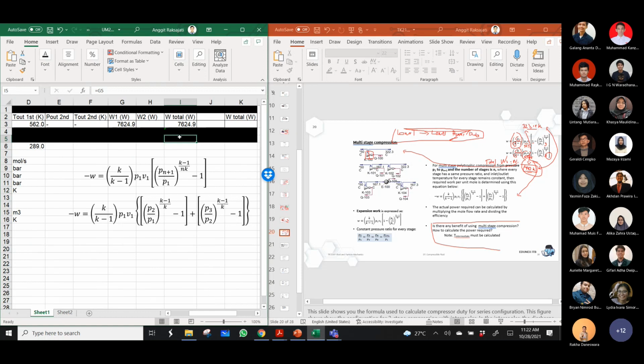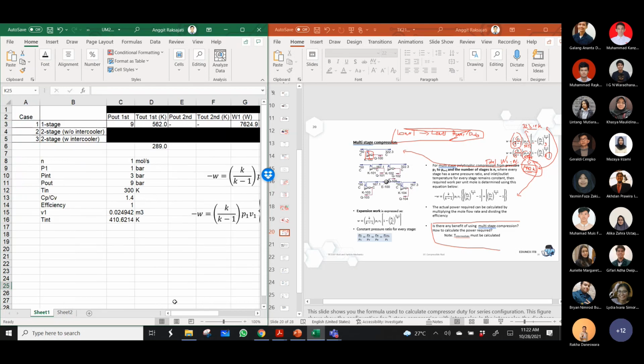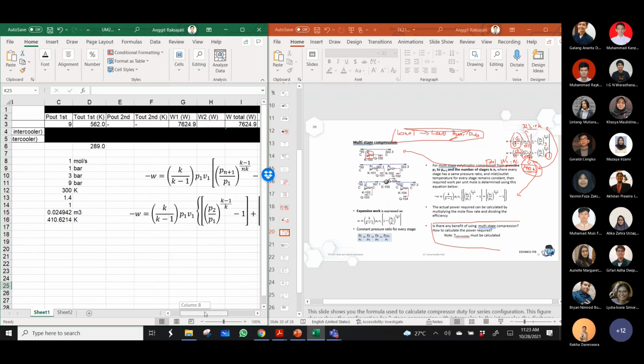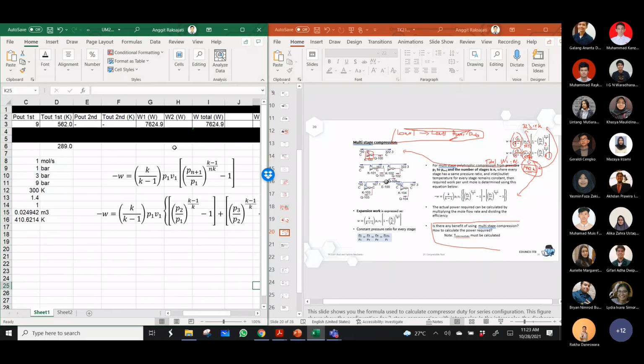What would be the total duty? Over here I didn't break it down between work 1 and work 2, but it's calculated as a combined work using this formula, and then you can compare it. It should be the lowest compared to case 1 and case 2. Any questions? I'll check the number on Tuesday, but you can ask if you have any question about this different calculation of compressor duty.